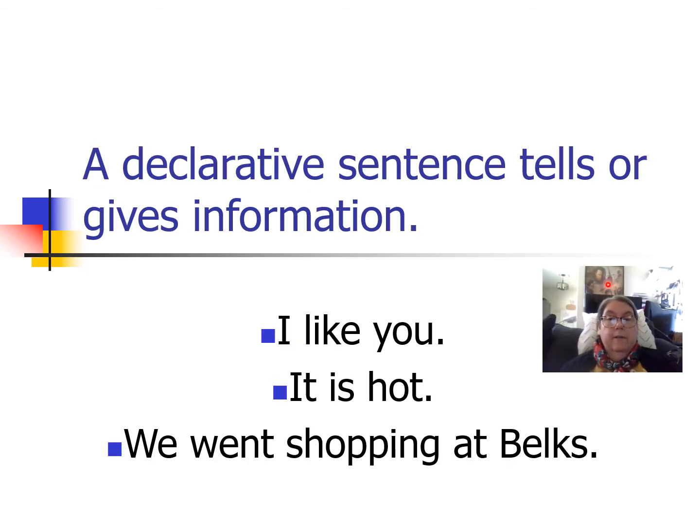So a declarative sentence tells or gives information. Declarative or declare. We don't use that much, but sometimes people used to say, I declare. So here are 3 declarative sentences. I like you. It is hot. We went shopping at Belk's. Notice they end in a period and they just give information.